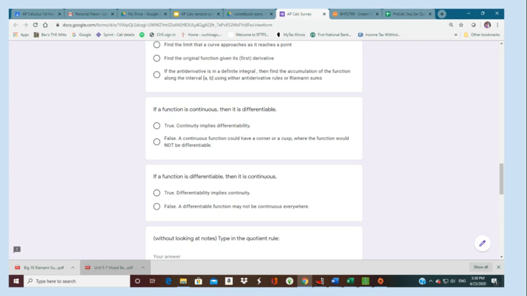If a function is continuous, then it is not necessarily differentiable. But if a function is differentiable, then it is continuous. And that was true. Differentiability implies continuity. So if you can find a derivative everywhere along a function, then you know it's continuous.